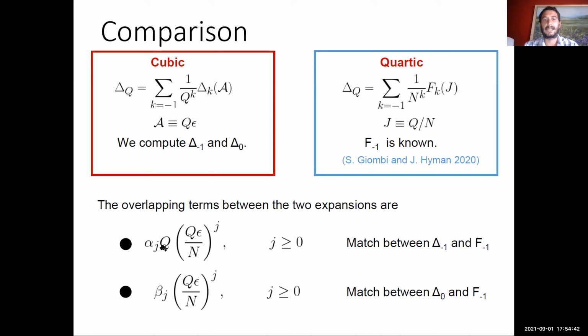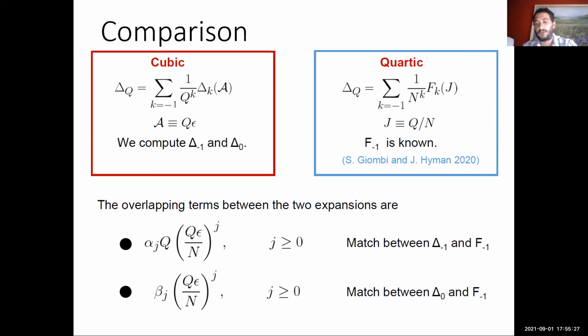These are all the terms scaling as Q times (Q epsilon over n) to the j for integers j bigger than 0. And if the conjectured dual description holds, I expect these to match between delta minus 1, the leading order of our expansion, and f minus 1. At the same time, we can compare also the whole series of terms scaling as Q times (epsilon over n) to the j for all integer powers j bigger than 0, which I expect to match between delta 0 and f minus 1.